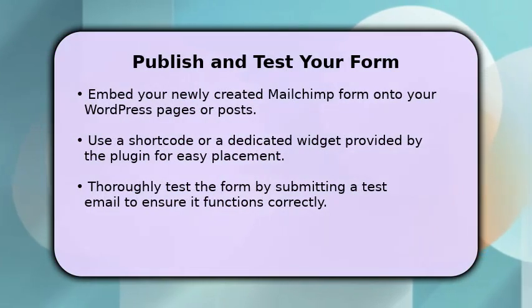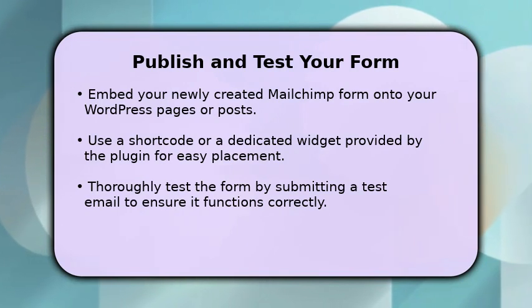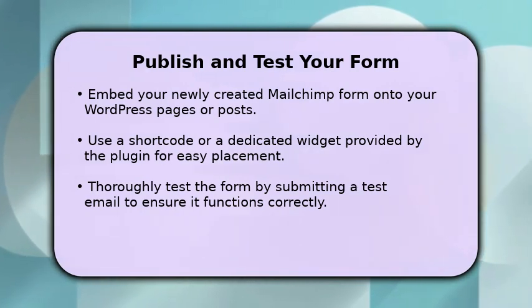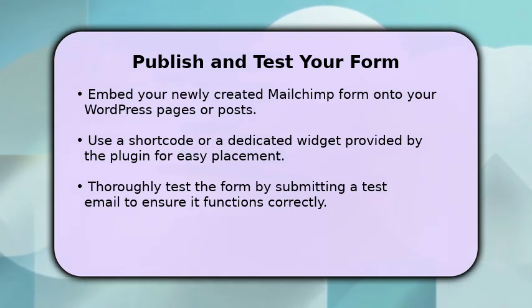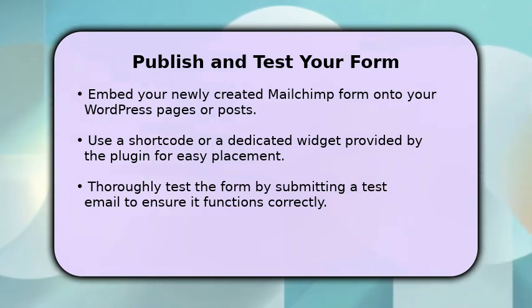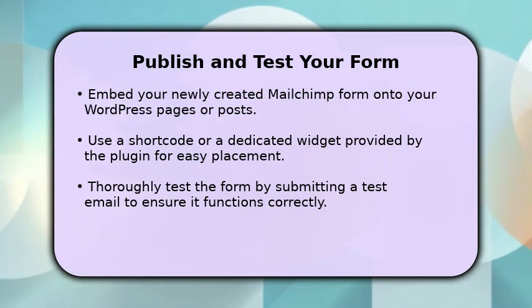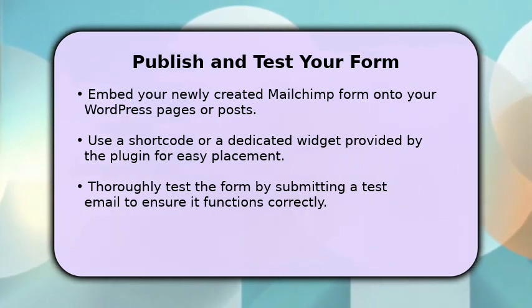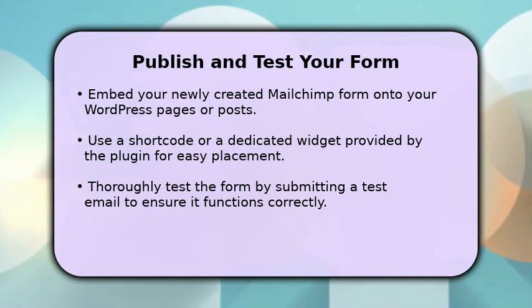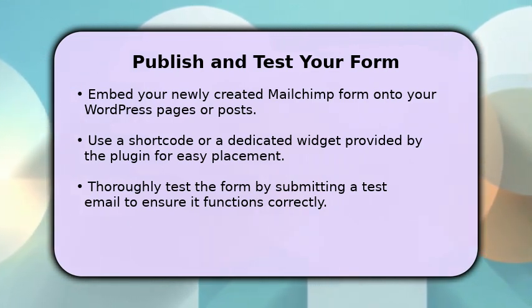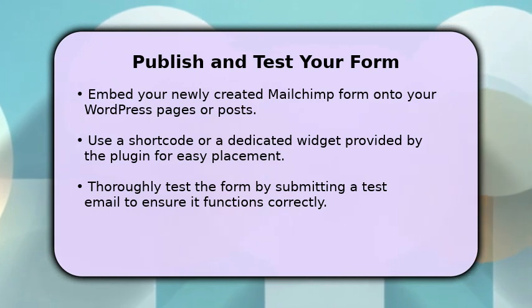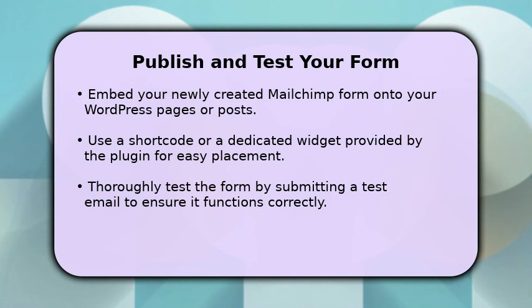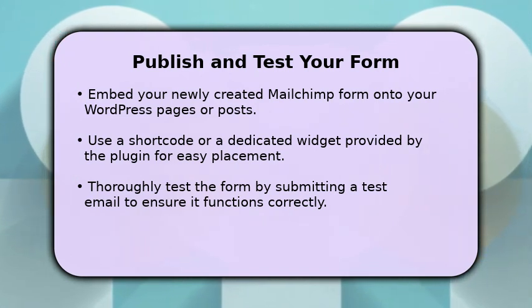Finally, it's time to publish and test your Mailchimp sign-up form. Once your design is complete, you can embed the form onto any WordPress page, post, or even in your sidebar. Most plugins provide a simple shortcode you can paste or a dedicated widget for easy placement. After embedding, it is absolutely crucial to thoroughly test your form. Submit a test email yourself to ensure that the data is correctly captured by Mailchimp and that any confirmation emails are sent as expected. This guarantees a smooth experience for your new subscribers.